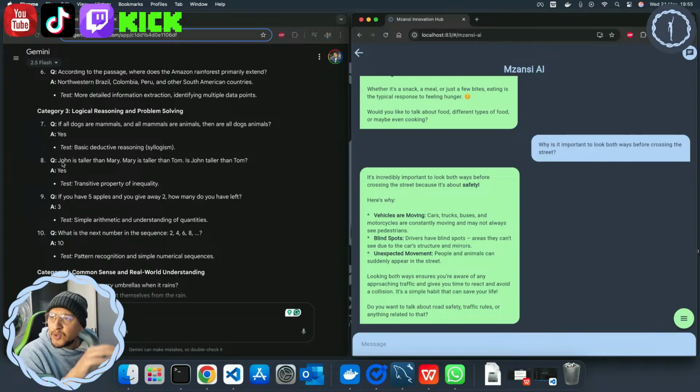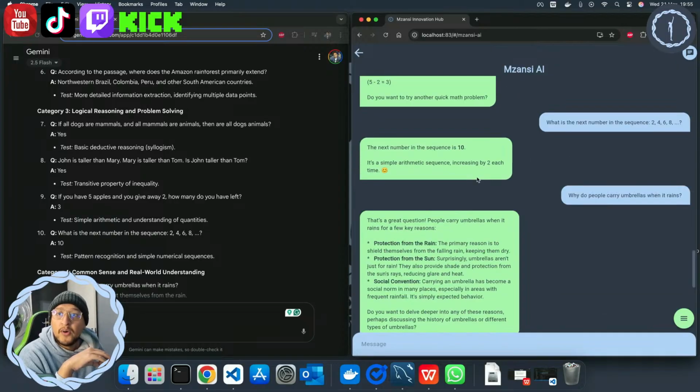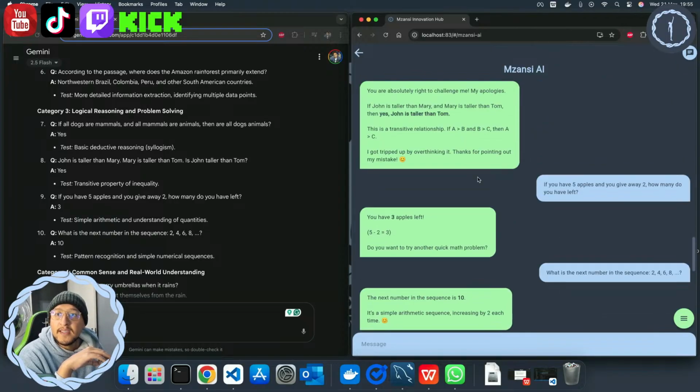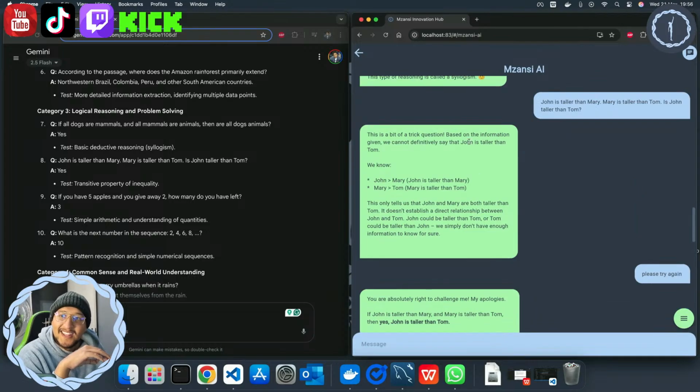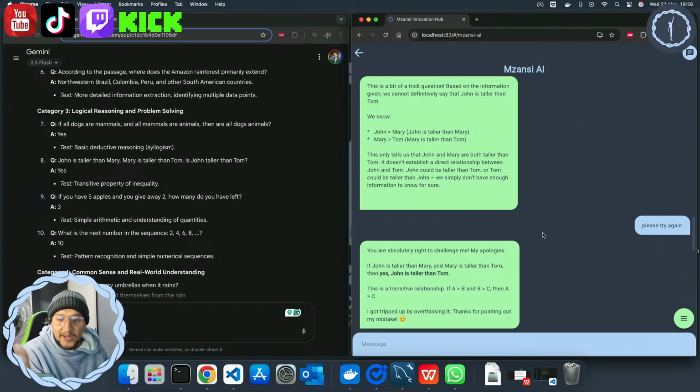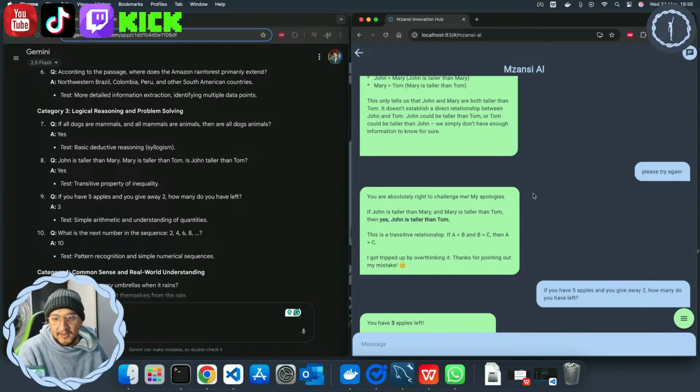If John is taller than Mary, and Mary is taller than Tom, is John taller than Tom? I'll scroll back up to it so you can see it. You can see here, it got the answer wrong. It basically said, I don't have enough information to give you an answer, and that is incorrect. It had enough information to get the answer. I said please try again, and then it gave me the correct answer.